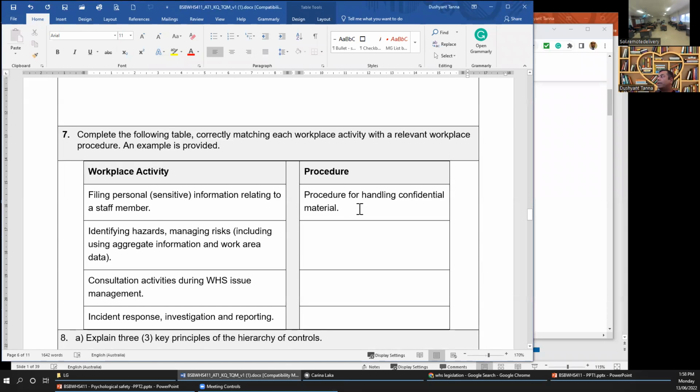So here is a procedure. Policy is a bigger structure, and procedure is how to follow that policy. For example, the policy is the WHS Act 2011. That's a policy document. But how to follow that is a part of procedure, right?